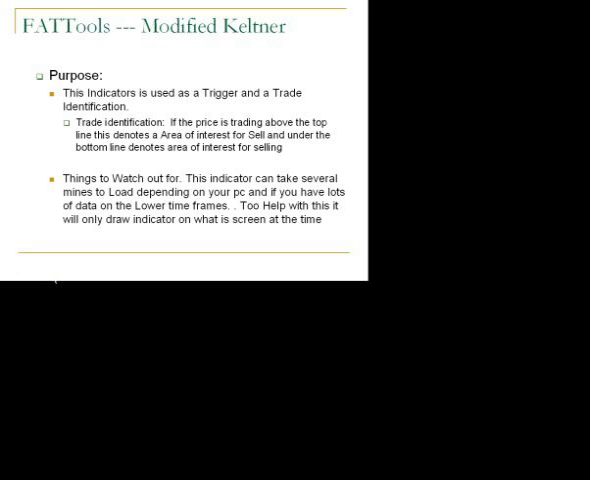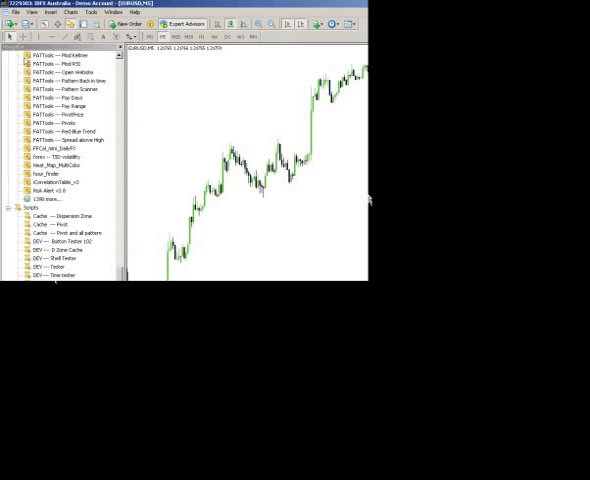The trade identification is if the price is trading above the top line, it denotes an area of interest for selling, and if it's under the bottom line, it denotes an interest for buying. So there's a typo there. That should be buying right there. But since we're just doing this quick, it'll be all right.